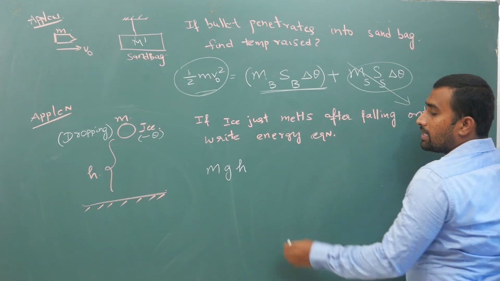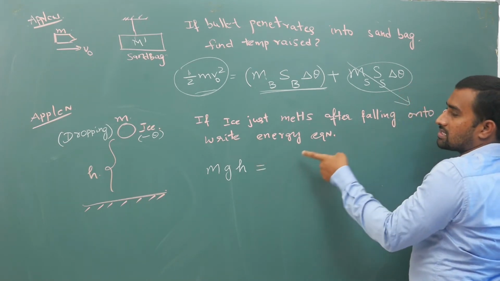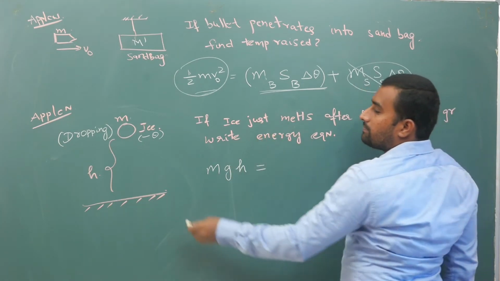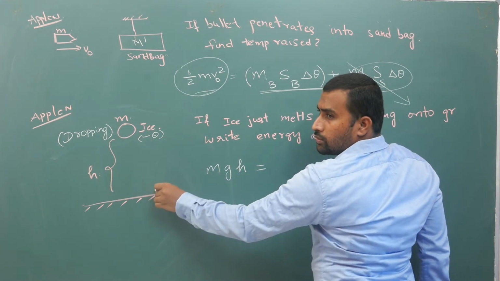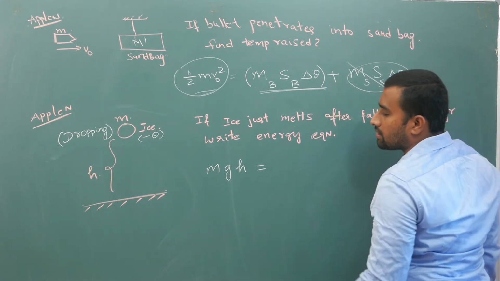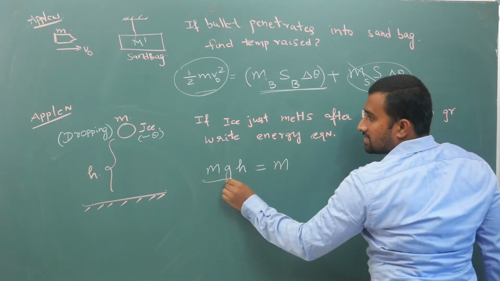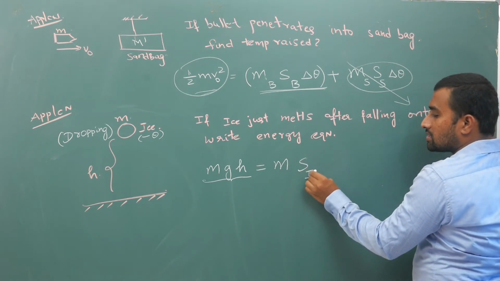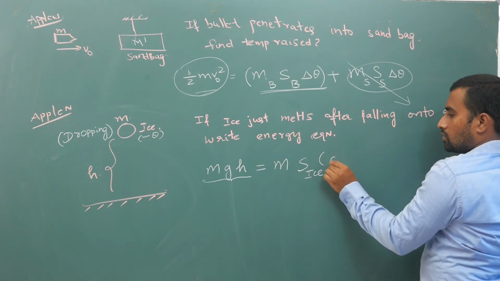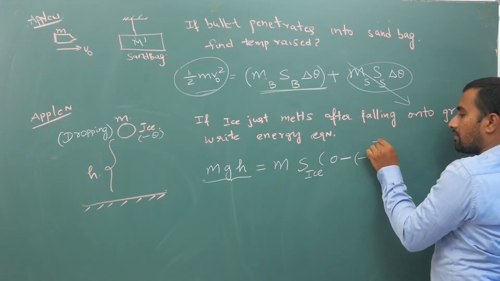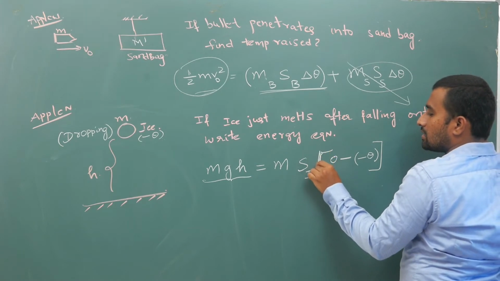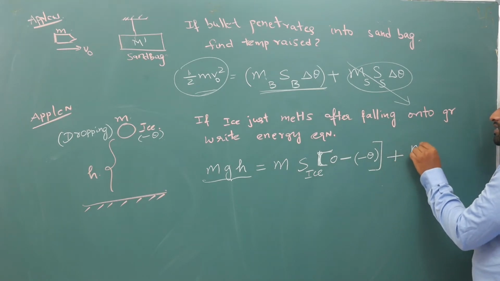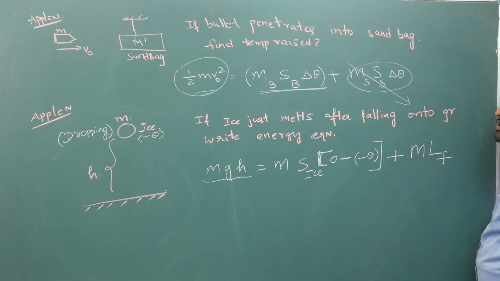Now if it drops, initially you have potential energy of mgh. That will get converted into, if ice just melts, which is what I have given. If it is melting from the temperature of minus theta, it should come to 0, and after coming to 0 it should melt. So this potential energy is used to bring the ice to 0. It is gaining heat energy, so final minus initial, 0 minus theta, to come to 0, plus for conversion it is mass times latent heat of fusion.